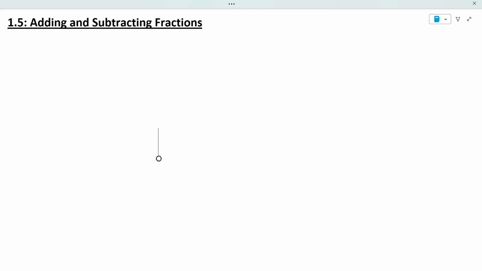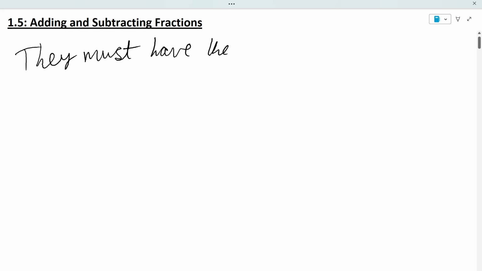This is 1.5 of GCSE Math, adding and subtracting fractions. So really this whole video boils down to one golden rule. When you're adding and subtracting fractions, they must have the same denominator. And as long as you bear that in mind, you can answer absolutely any question on this.